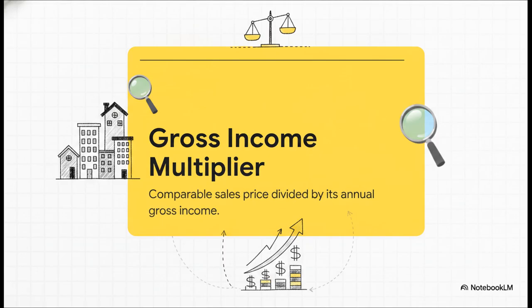On the flip side, we have the gross income multiplier, or GIM. This works in a very similar way to the GRM, but instead of monthly rent, it relies exclusively on annual gross income. To calculate a GIM, you divide the comparable property sales price by its annual gross income. Then you apply that resulting multiplier to your subject property's annual income. Both of these multiplier techniques, whether you're using GRM or GIM, give you a really solid, simplified estimate of value based directly on how similar properties are behaving in the live marketplace.